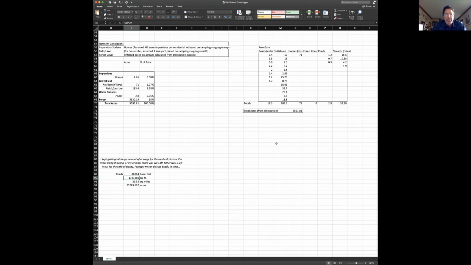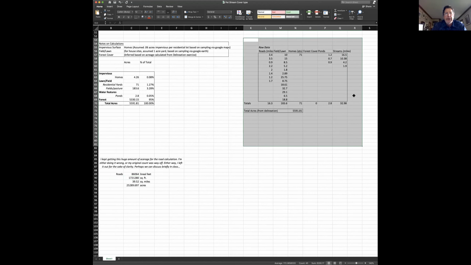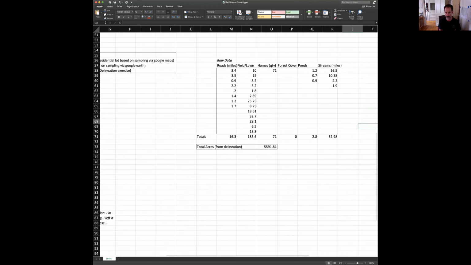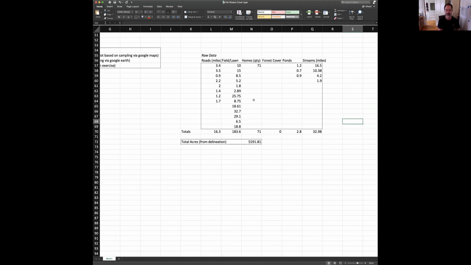And then here are my notes. Which table do you want us to focus on? I was just making sure you could see it all. So over here on this table to the right, make that table bigger. Will do. Okay, good. So that's my raw data, as you can see. I did road in miles, that's just length, and I'll account for width in a later table. Field, homes, and this is quantity, so that will also be multiplied out later. Forest cover wasn't really quantified because it's the remainder in our equation, and ponds and streams. And then here are just some totals for me to reference later with my formulas.